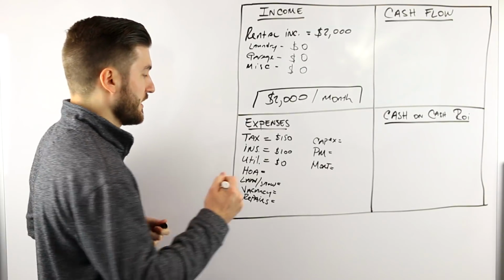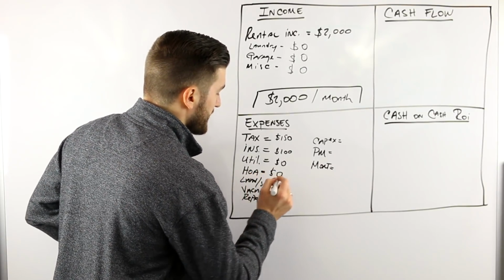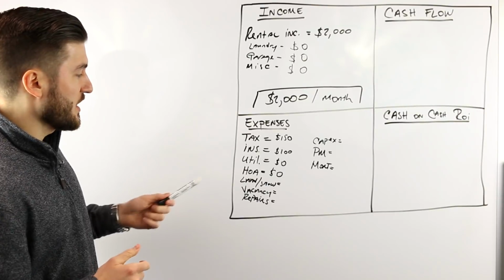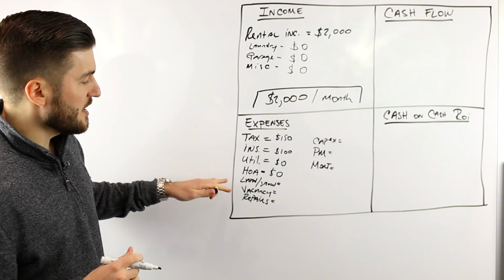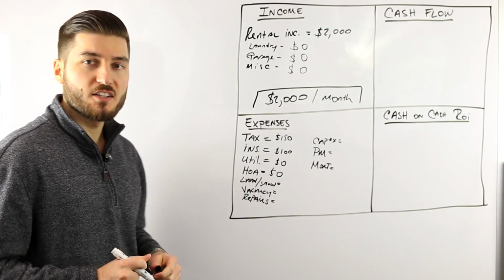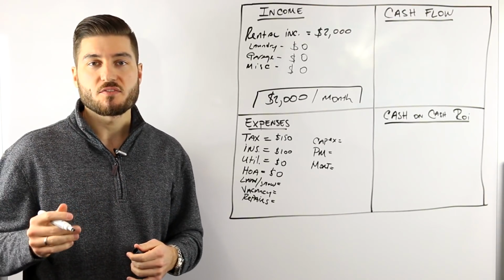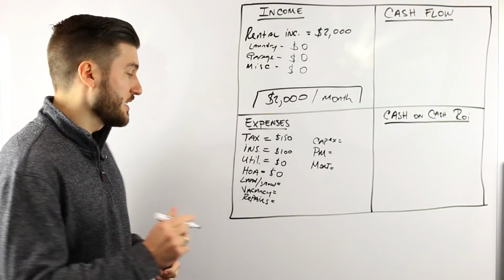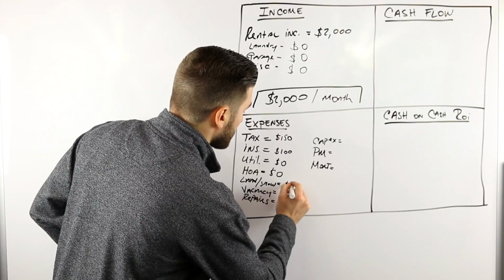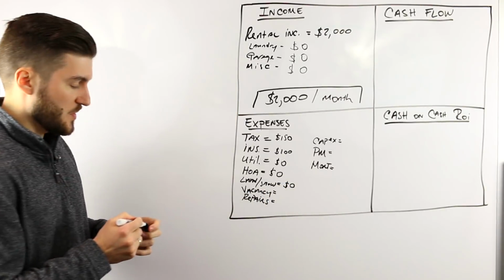So let's just say in this lease agreement, we're putting the utilities on the tenant, so that's going to be 0. As I mentioned earlier, this house is not in a homeowners association, so that's 0. The landscaping and snow removal and the grass cutting and all that, you can actually put in the lease for the tenant to be responsible for that. And that's what we're going to do in this house. So that's going to be 0 as well.